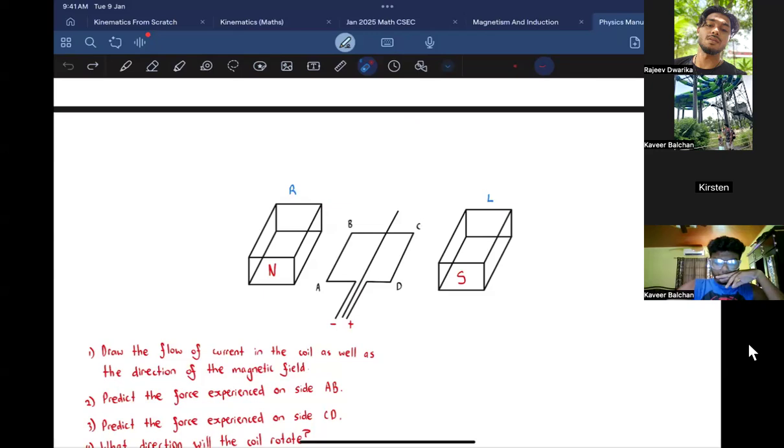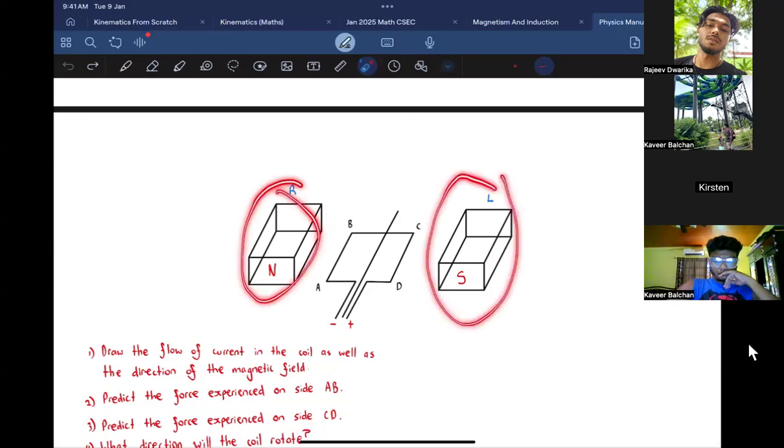Yeah, permanent. Permanent is a magnet that will always be magnetic. Temporary is something that could stop being magnetic. Yeah, it is permanent. The bar magnet is permanent. Right. So this is permanent and this is permanent.